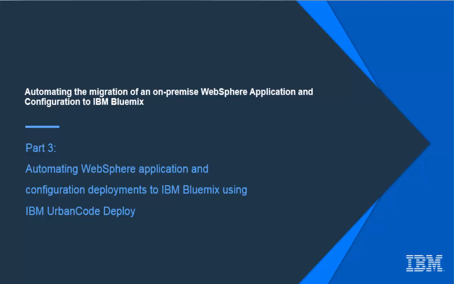In part 1 of the video series, you learned how to use IBM Urban Code Deploy to automate the configuration of IBM Bluemix, including the provisioning of WebSphere application server environment and the secure gateway, and much more. In part 2, you learned how to use IBM Urban Code Deploy in conjunction with the output from the WebSphere application server configuration migration tool to automate the migrations of your WebSphere configurations to IBM Bluemix.